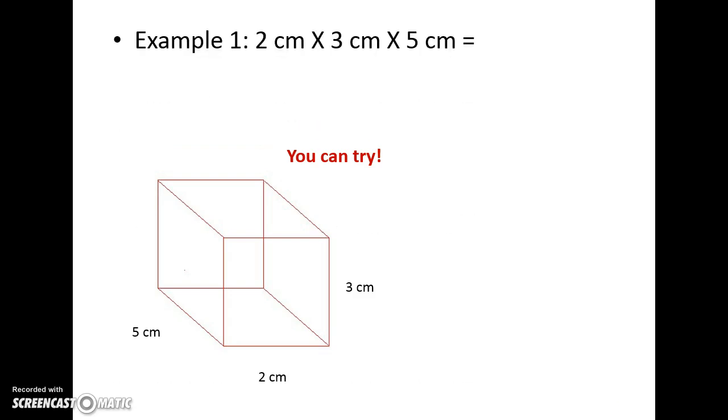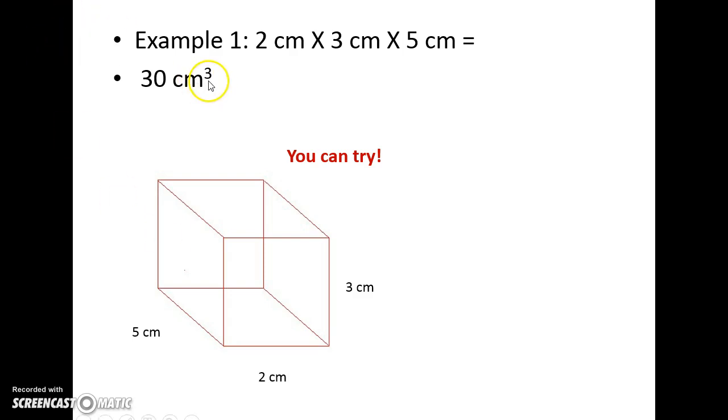Here's a prism, a rectangular prism, with different sizes. 2 centimeters on one side, 3 centimeters for the height, 5 centimeters for the length. So you simply multiply all 3 sides, and that will give you the volume. You try. That's right, 30 centimeters cube.